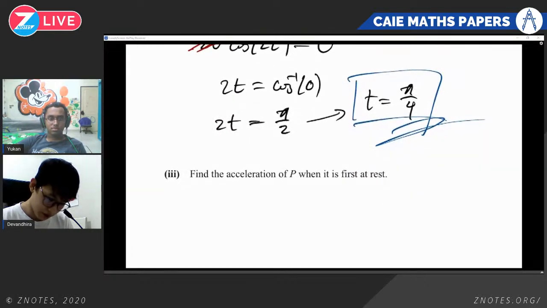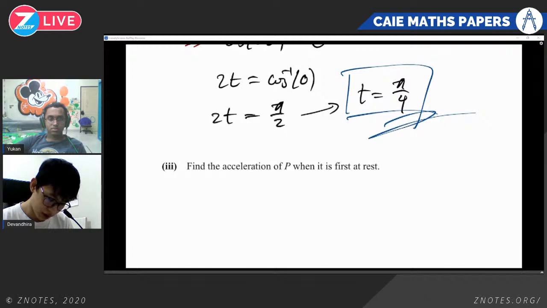All right, next question. Find the acceleration of P when it is first at rest. How do we find acceleration?